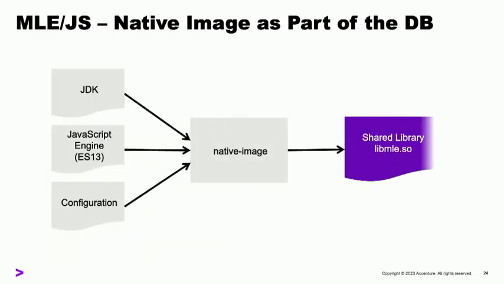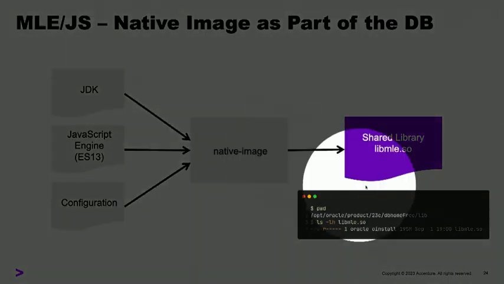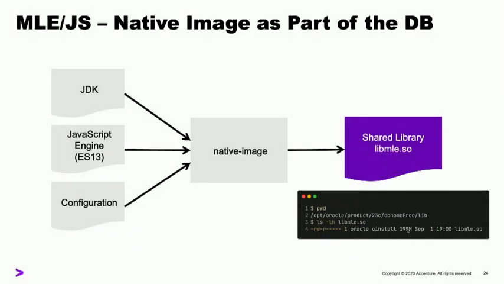And the other thing is, for the support of JavaScript, they use the feature of native images. Who has heard of native images? Some of you. It's supposed to be super fast. You get just an executable, but you can also create a shared library. Based on the JDK and the JavaScript engine, they find out what they need at runtime, and they produce such a library. It is about 200 megs in size. And you have that in 23c onwards always in the database. That's not an option. It's enabled by default. The DBA cannot disable it.